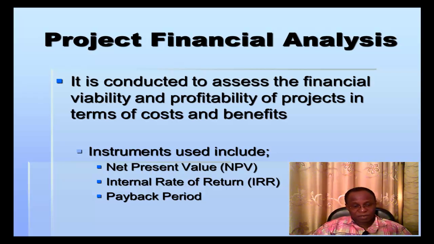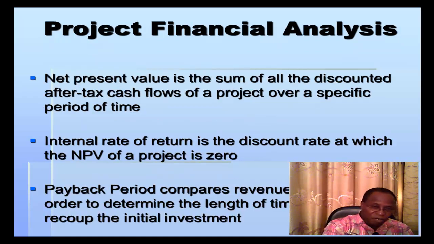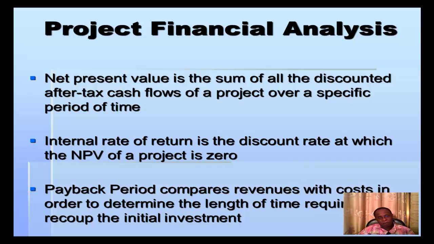Now, the three indicators that are very common in the industry or in the sector are net present value, also known as NPV, internal rate of return, IRR, and payback period. Well, some people might say PP, but you don't really find that. It's usually just payback period. Now, net present value, there are definitions here. The net present value is the sum of all the discounted after-tax cash flows of a project over a specific period of time.